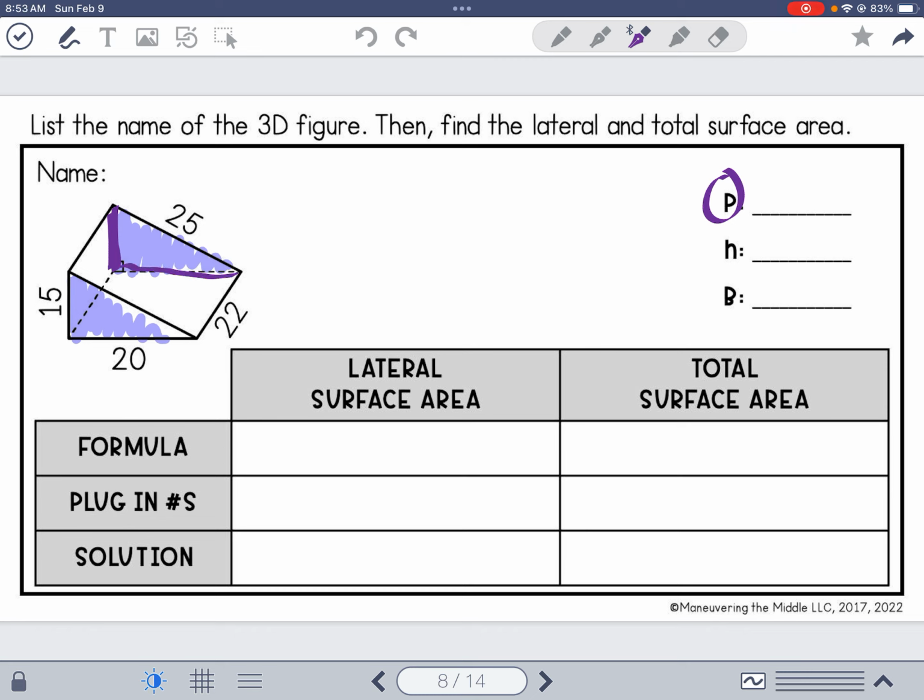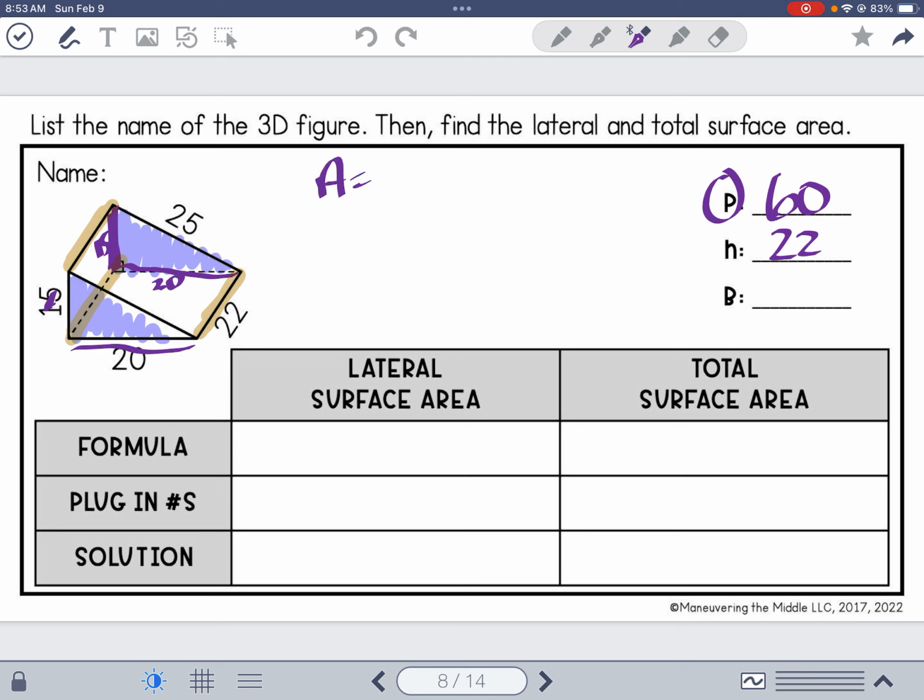So we know that if this is 15, this is 15. If this is 20, this is 20. So we're going to do 25 on your calculator. 25 plus 20 plus 15 should give you 60. We know the height is the distance between the two bases, which is 22.